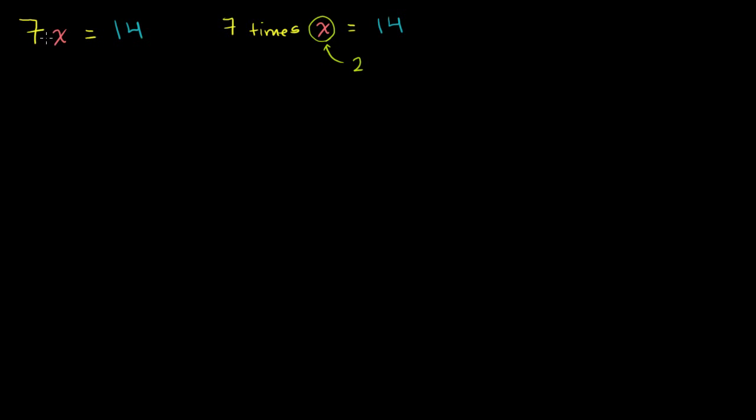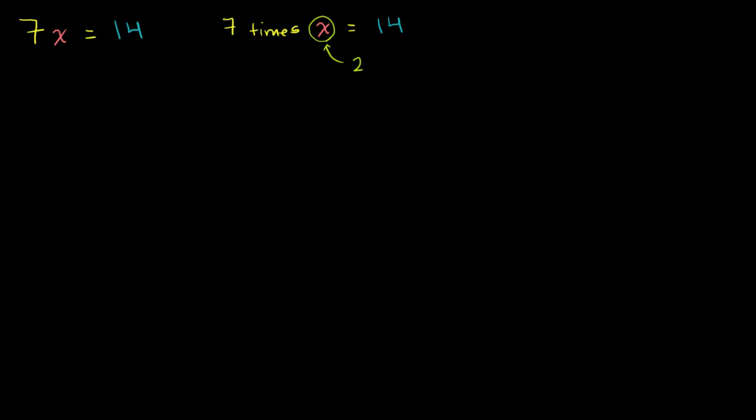In algebra, we don't write the times there. When you write two numbers next to each other, or a number next to a variable like this, it just means that you are multiplying. It's just a shorthand notation. And in general, we don't use the multiplication sign because it's confusing, because x is the most common variable used in algebra.